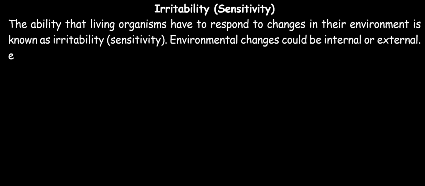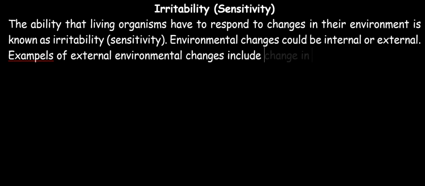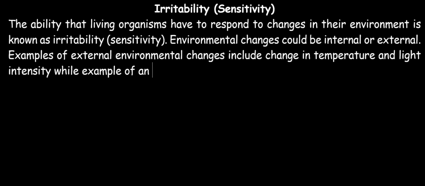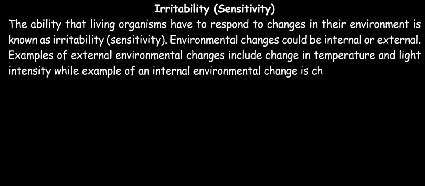So, what are the examples of these changes? Examples of external environmental changes include a change in temperature and light intensity, while an example of an internal environmental change is a change in pH. So, having established the fact that irritability is the way organisms respond to changes in their environment, it is also important for us to know the different types of responses.